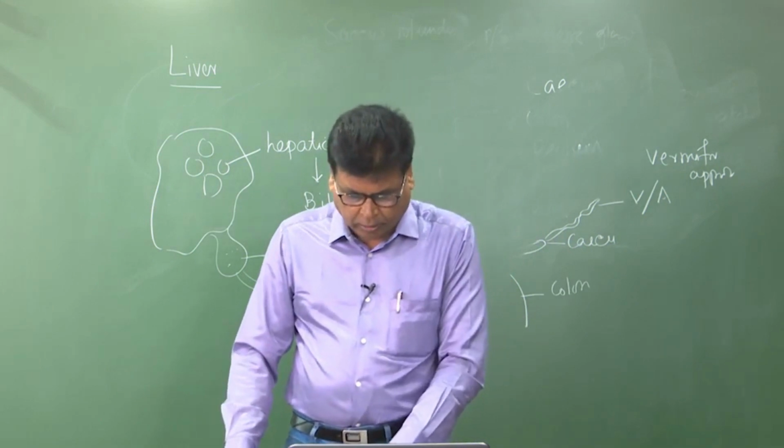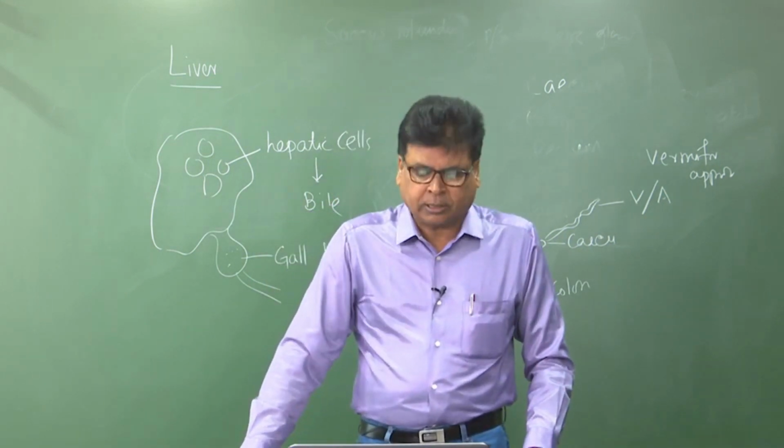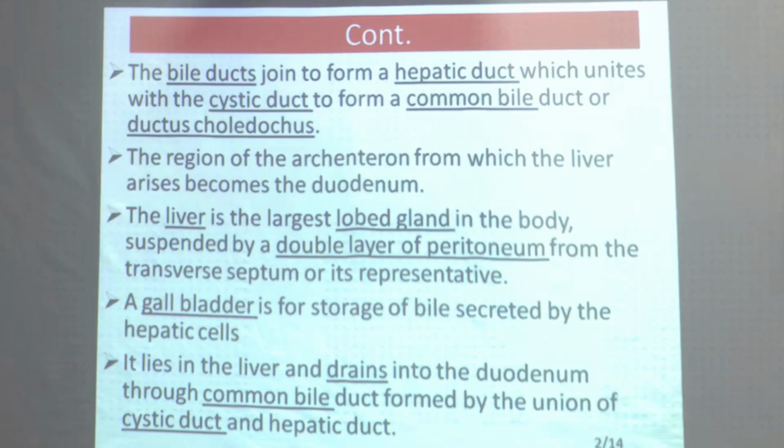Now all the bile ducts join to form a single hepatic duct, which unites with the cystic duct to form a common bile duct, that is known as ductus choledochus. So this is all about the bile duct. The region of the archenteron from which the liver arises becomes the duodenum.